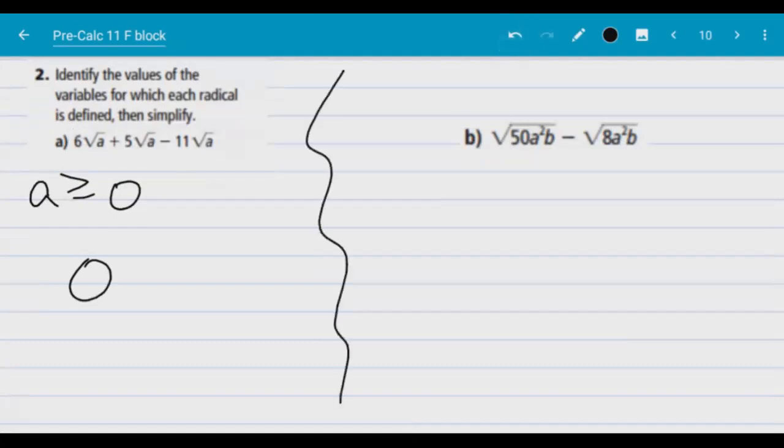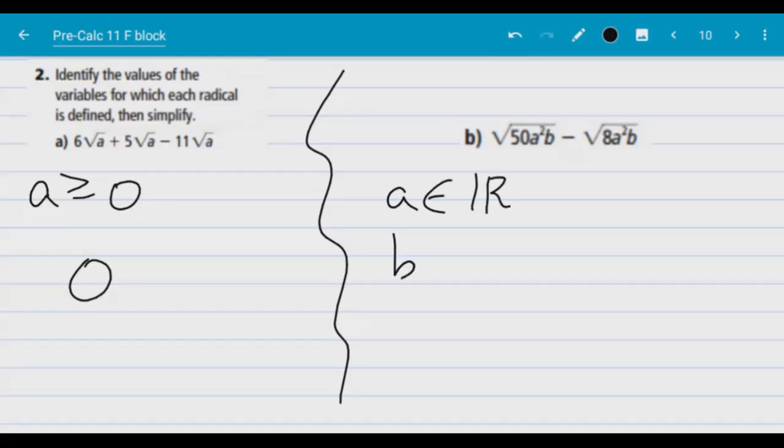All right, next one. What values for the variables would make this defined? For a, as you can see, when you square a, whether it's positive, negative, or 0, it's always going to work. So a is just going to be a real number because you can have a positive, a negative, or a 0. All right, what about b?